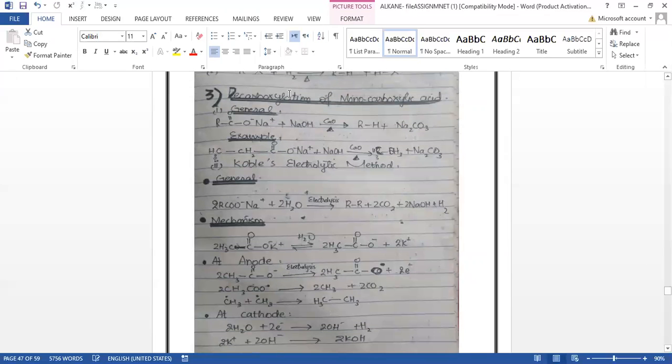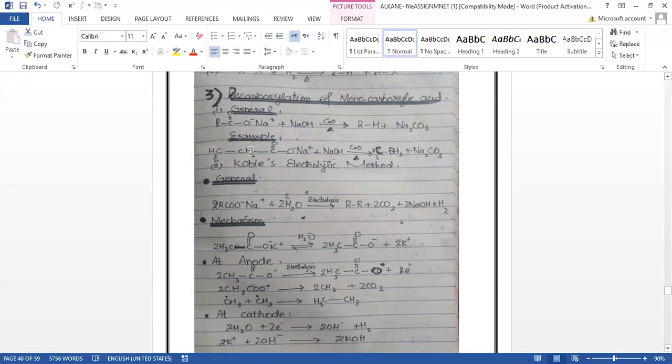In the third method, decarboxylation means removal of the carboxyl group from the carboxylic acid. This is the sodium salt of a carboxylic acid, which reacts with caustic soda under the condition of quicklime, calcium oxide, and we get the alkane.